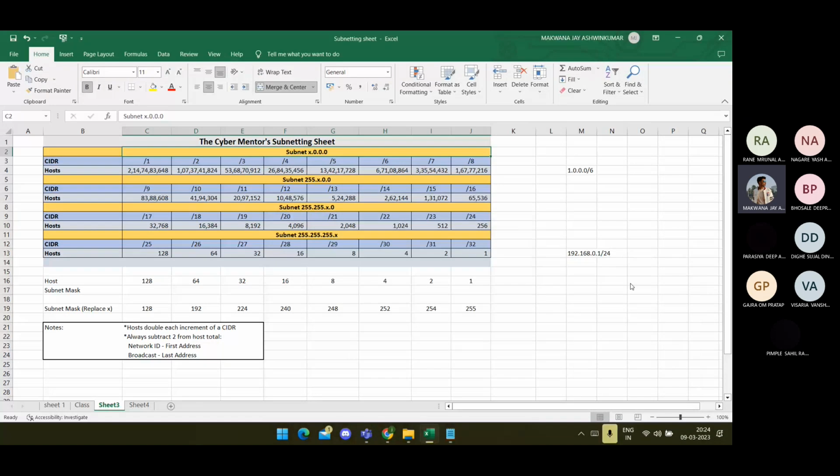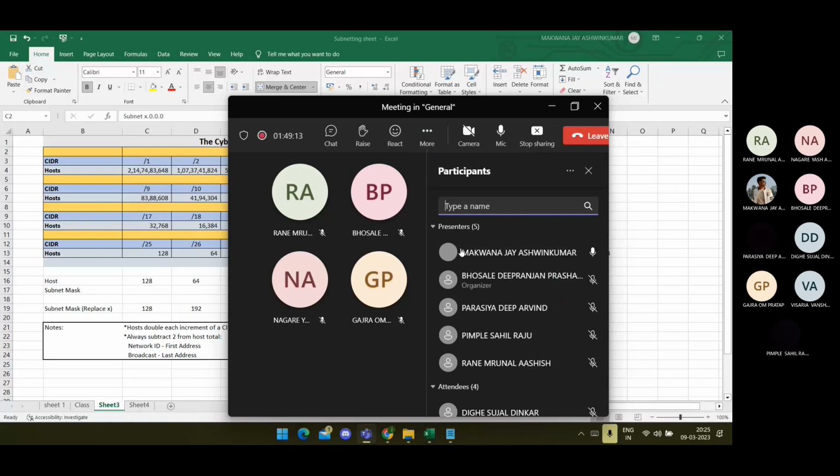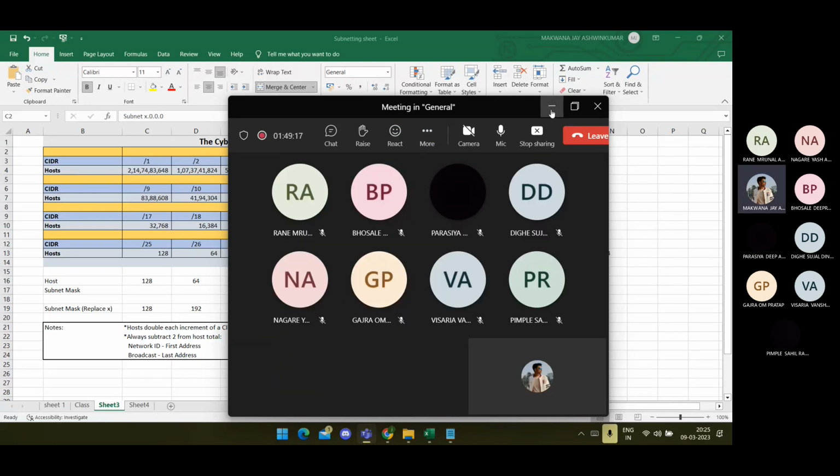Okay, so I have already taken much time. If you want, then we can continue this session in the next session because it will take around 15 to 20 minutes. What do you guys suggest, or should I continue?